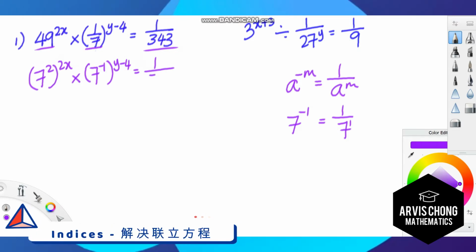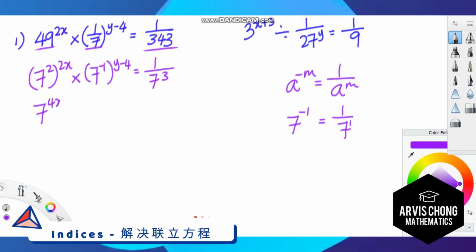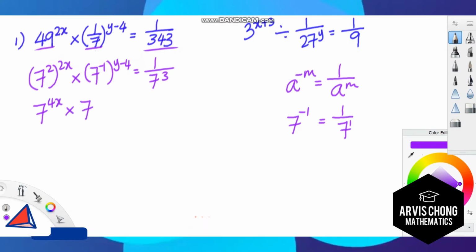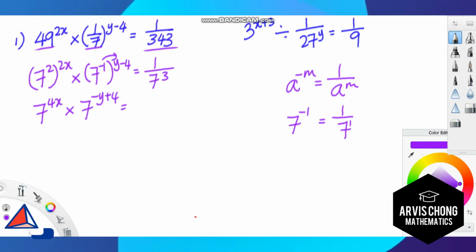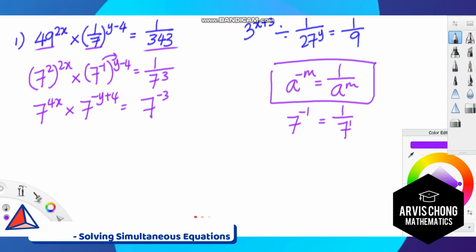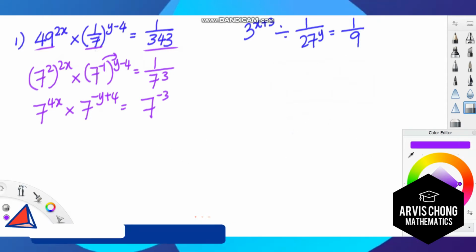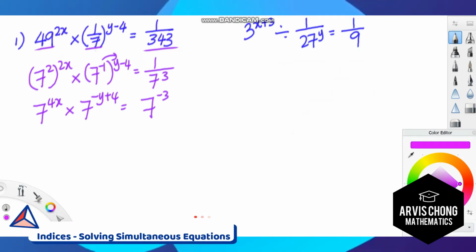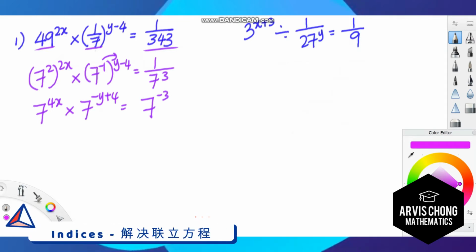7 cubed. Okay, so next we can multiply it in. So 2 times 2x will give us 4x, times 7. This way we can expand it. We'll get negative y plus 4 equals, again the same goes for this formula here. So 1 over 7 cubed, we can change it to 7 power negative 3, right? Once we have this form, we can combine these powers together. Based on the law of indices, if we have the same base 7 here, then when it comes to multiplication, we can add the powers.